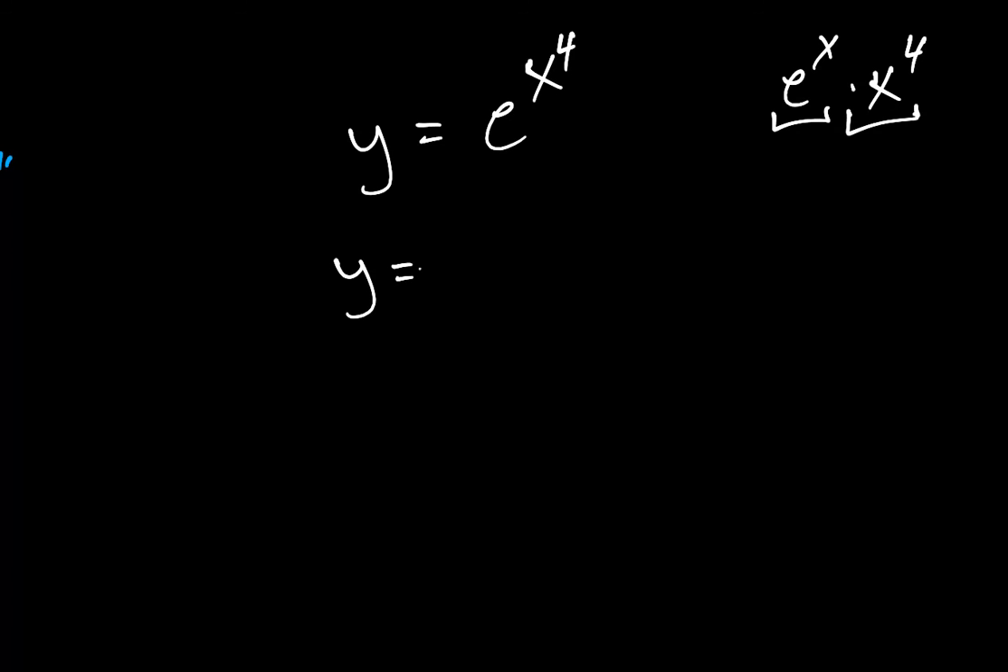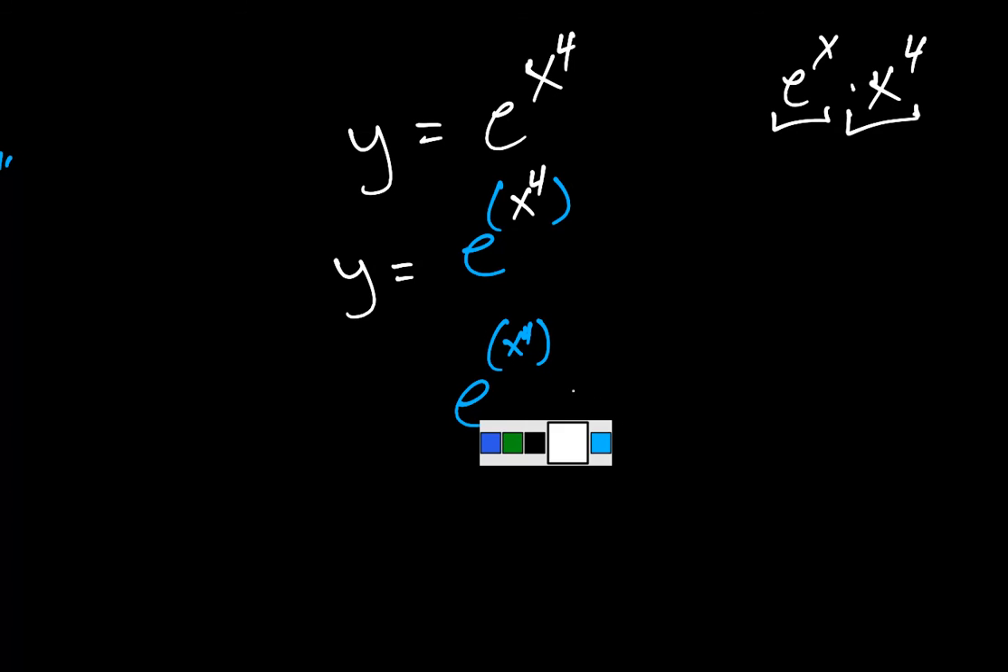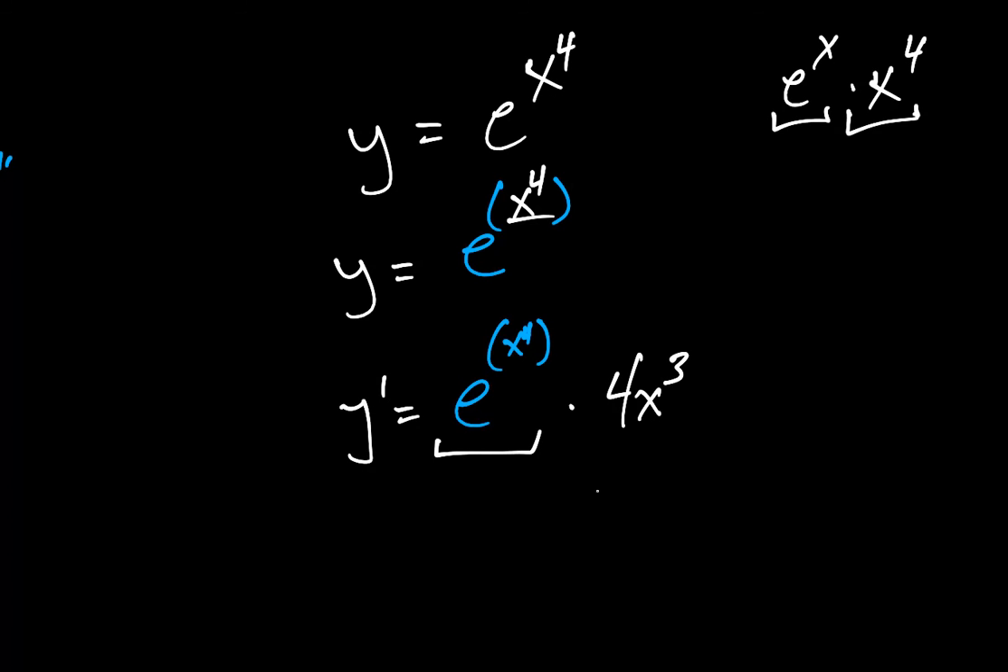So let's think about this as a color-coded outside layer and then our inside layer. So the derivative of the outside layer, well, that's easy because it's e to the x. So I can just say it's e to the x. But our x in this case is x to the fourth. So that's the derivative of the outside layer. Then the inside layer, being x to the fourth, has the derivative 4x cubed. And that would be our y prime. Y prime is the derivative of the outside layer times the derivative of the inside layer.